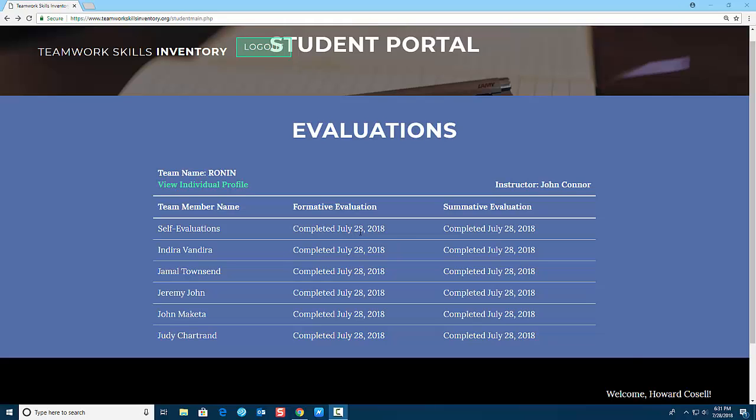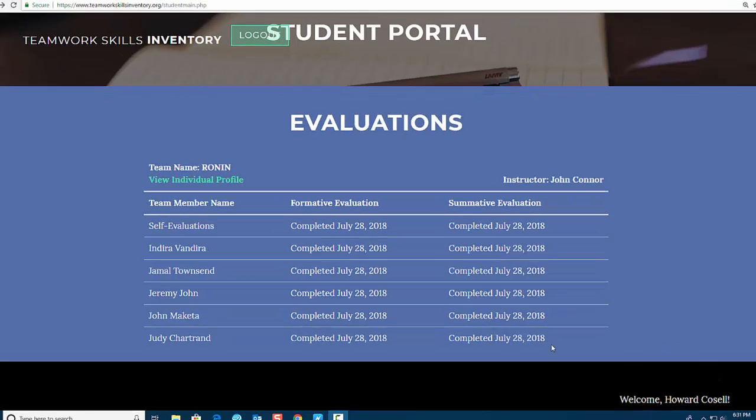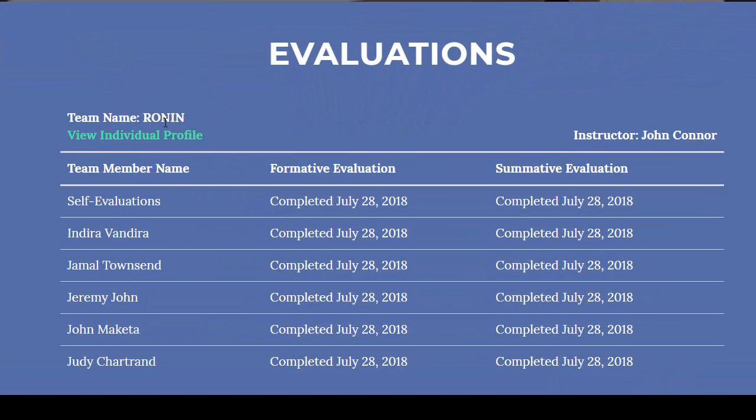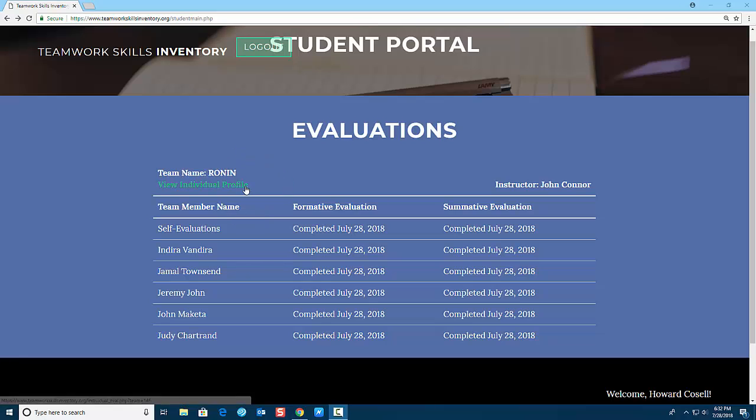Okay, we have logged on as student Howard Cosell, who is in the team Ronan, and you see here his various teammates, and when he completed his evaluations for the formative and summative. And you see his teacher over here, John Connor. So all we do as the student is click on View Individual Profile right here.